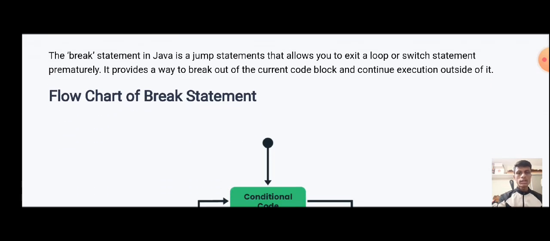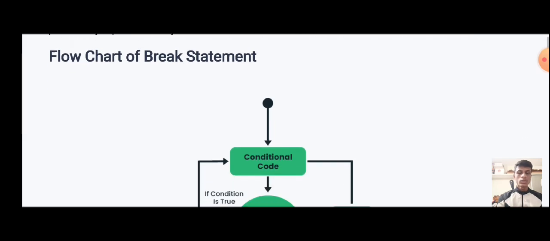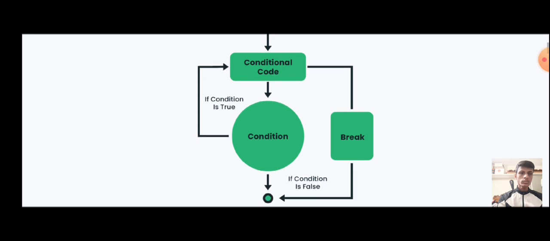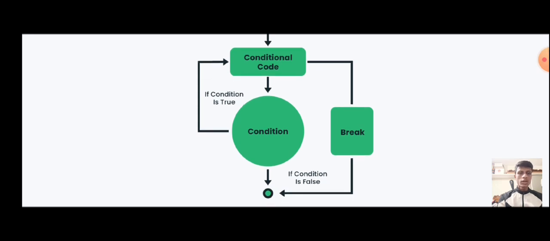Now let us understand the break statement deeply. The break statement in Java is a jump statement that allows you to exit a loop or switch statement prematurely. It provides a way to break out of the current code block and continue execution outside of it. Here's the flowchart of the break statement. There will be a condition statement. If the condition is true, then the next statement will be taken. If it's false, then the break statement will be executed and it will come out of the loop.